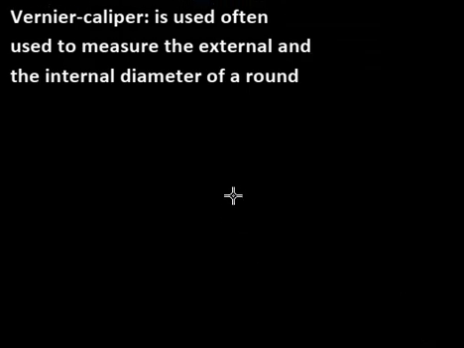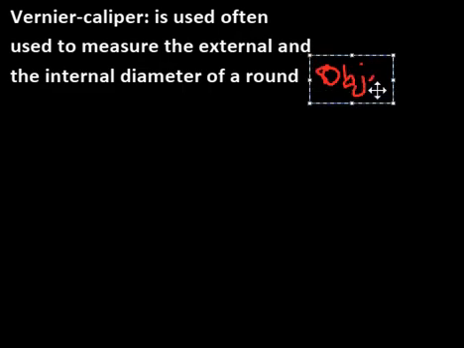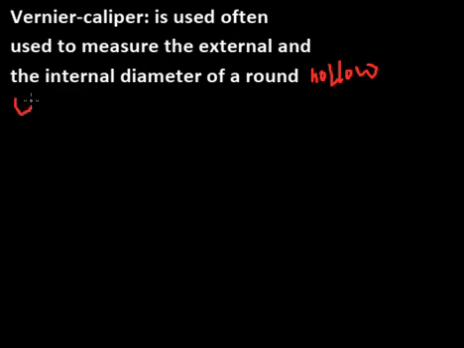The vernier caliper is often used to measure the external and the internal diameter of a round object. If the object is round and hollow, with space in between, you can use it to measure the internal and the external diameter. I'm going to give you an example of what I mean by that.